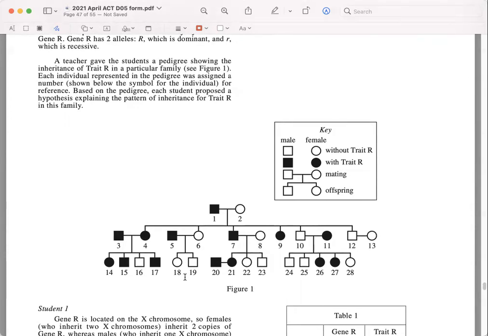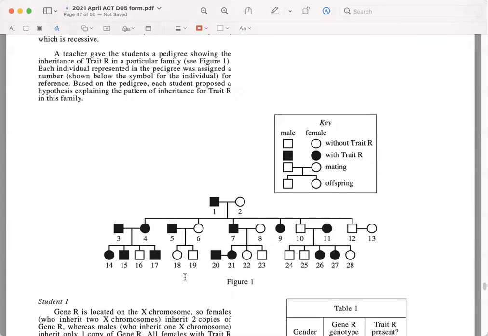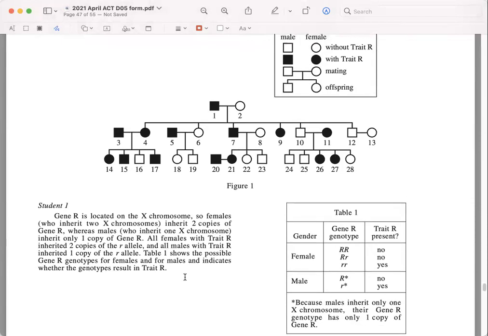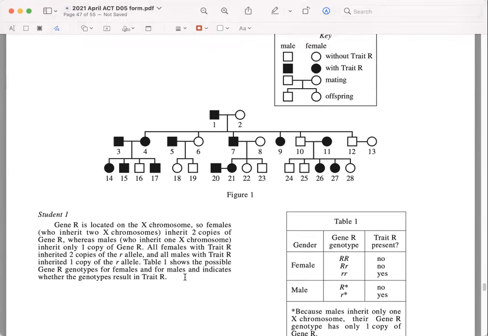Okay, based on the pedigree, each student proposed a hypothesis explaining the pattern of inheritance for trait R in this family. Okay, so student 1 says gene R is located on the X chromosome. So females who inherit 2 X chromosomes inherit 2 copies of gene R, whereas males who inherit 1 X chromosome inherit only 1 copy of gene R. All females with trait R inherited 2 copies of the small r allele, and all males with trait R inherited 1 copy of the small r allele.